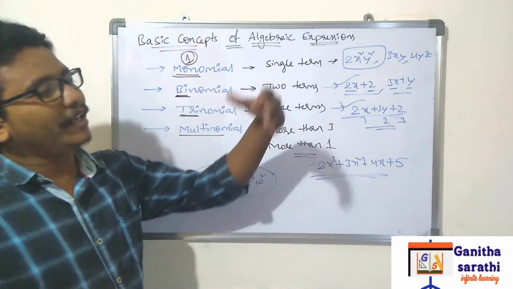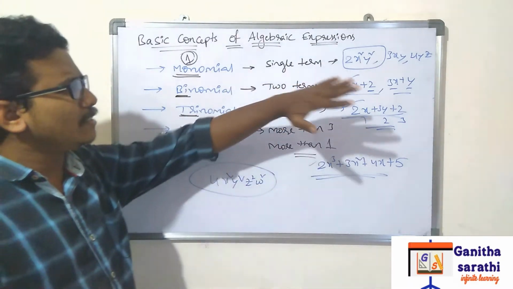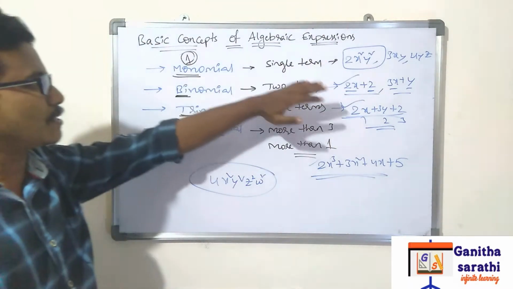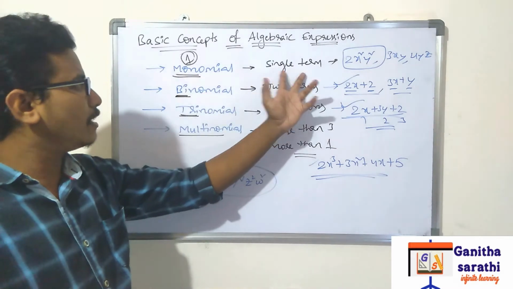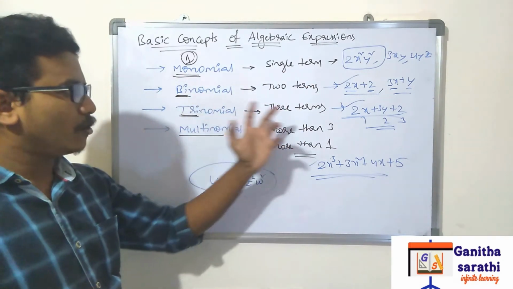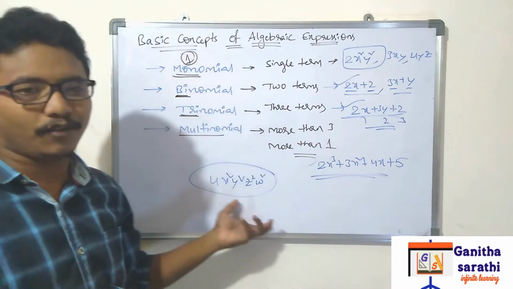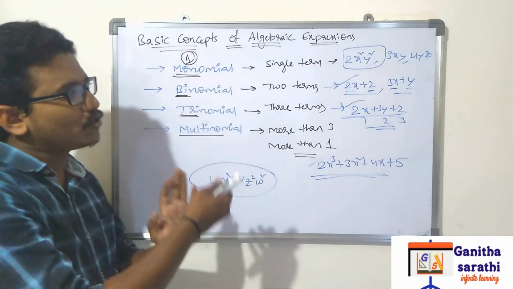Based on degree we will have another classification. First, only see the basic concepts. Based on terms, monomial means a single term, binomial means 2 terms, trinomial means 3 terms, multinomial means more than 3, or more than 1. So these are based on terms.